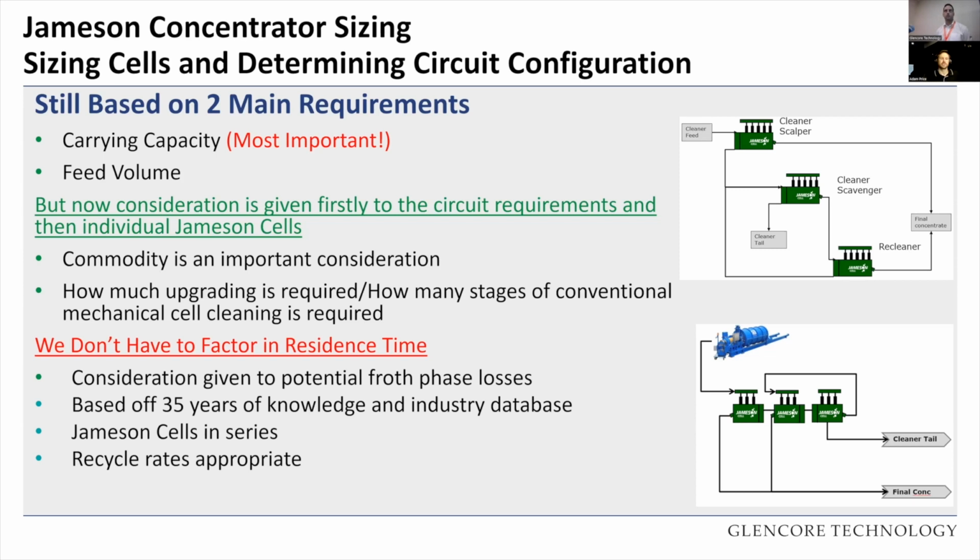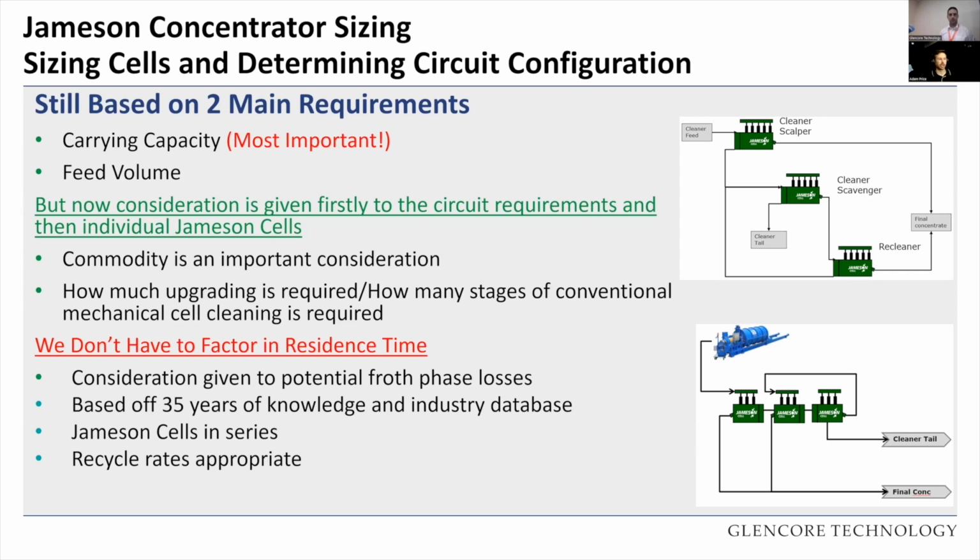So when it's things like roughers, we will always at least still have a scavenging stage as well to account for froth losses. There's also the experience we've gained over 35 years of having the cells operating and knowing effectively what cells can comfortably recover in each duty and in a single stage, and how different commodities affect that.